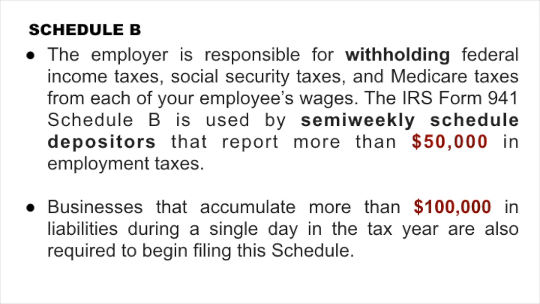Now let's talk about Schedule B that should go with Form 941 if the employer is a semi-weekly depositor and reports more than $50,000 in employment taxes. And also, businesses that accumulate more than $100,000 in liabilities during a single day in the tax year are also required to begin filing this schedule.